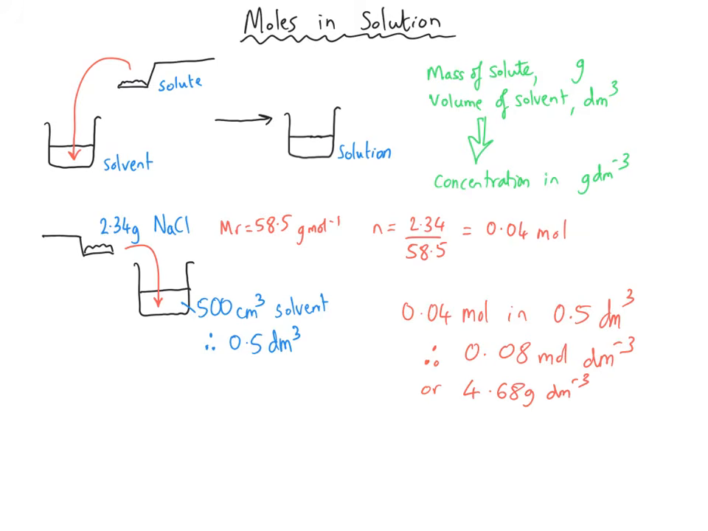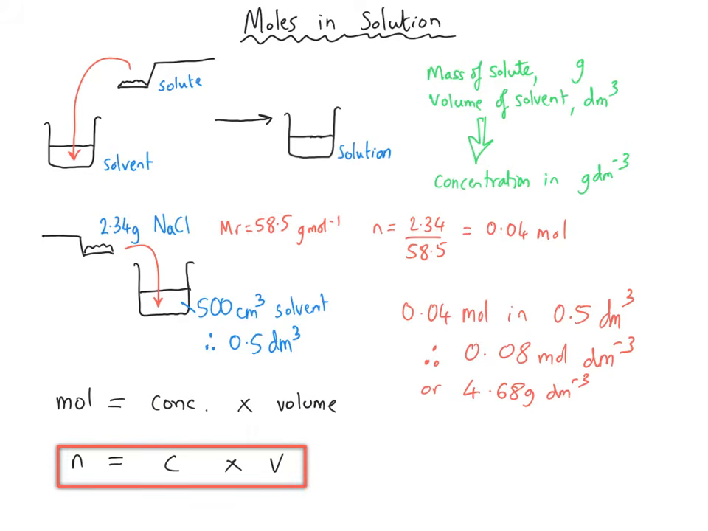And so to calculate the number of moles of a solution, it's moles, N, equals concentration, C, times by volume, V. So N equals C times by V. That's provided the V is in dm cubed. So remember, there are 1000 cm cubed in 1 dm cubed, and so we need to divide the volume in centimetres cubed by 1000 to get our decimetre cubed volume.